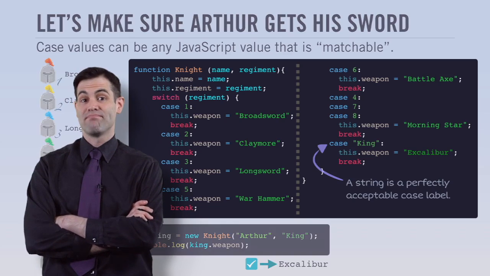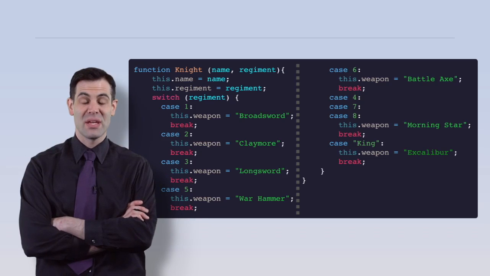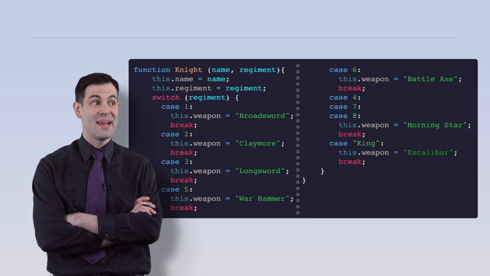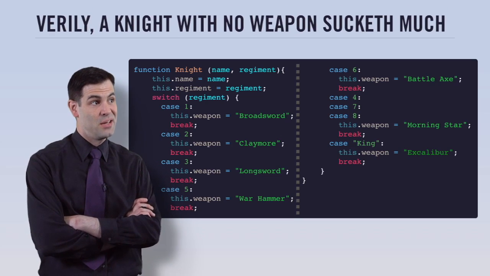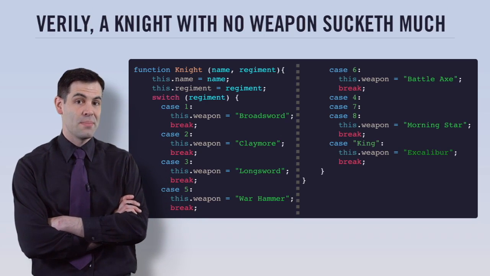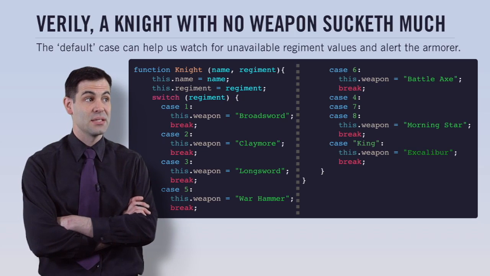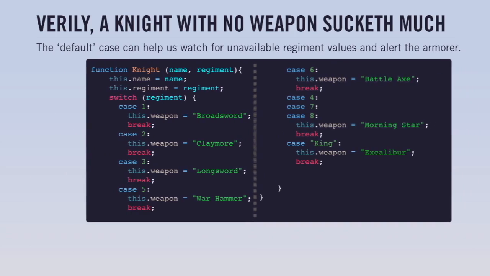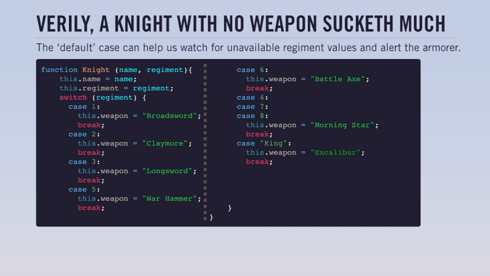What happens if we've got a knight, but he gets assigned some regiment number that doesn't exist? Well, he's not going to get a weapon, right? And a knight that has no weapon sure sucks a lot. So let's see what we can do about that. JavaScript offers this default case to help us watch for unavailable values and do something specific when an unavailable value is encountered. We label a case with default, and inside there we're just going to alert the armorer that this person we're trying to make a knight object for has apparently an incorrect regiment, and we will not assign him a weapon, so that the armorer can make sure that we get him into a regiment where the right regiment number exists.